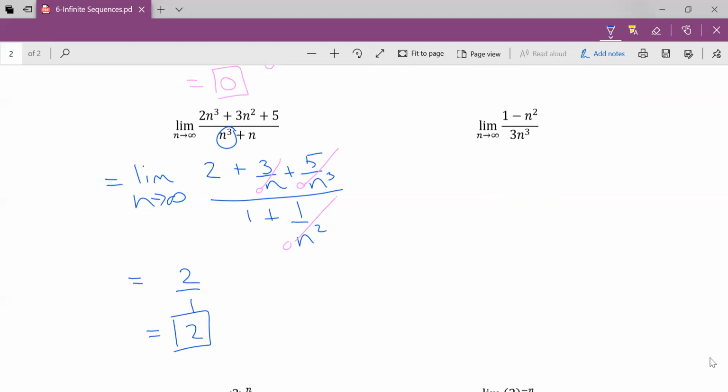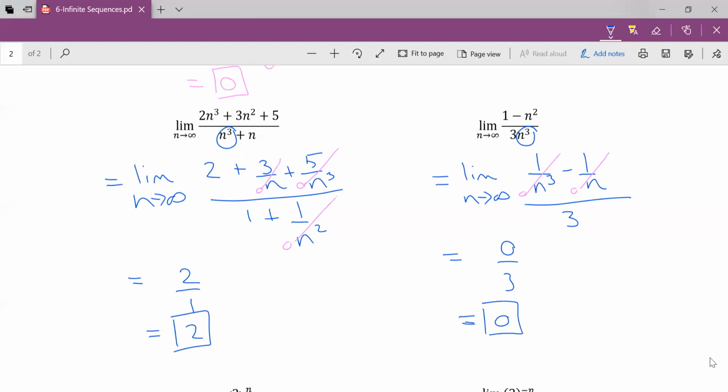On the next one, we do the same thing. So we divide by the highest power in the denominator as n goes to infinity. Watch my words there. So I divide everything by the highest power. And as n goes to infinity, that'll go to 0, that'll go to 0, and we're simply left with 0 over 3, which is 0. Okay? So again, just some limits as they go to infinity. Nothing too crazy there.